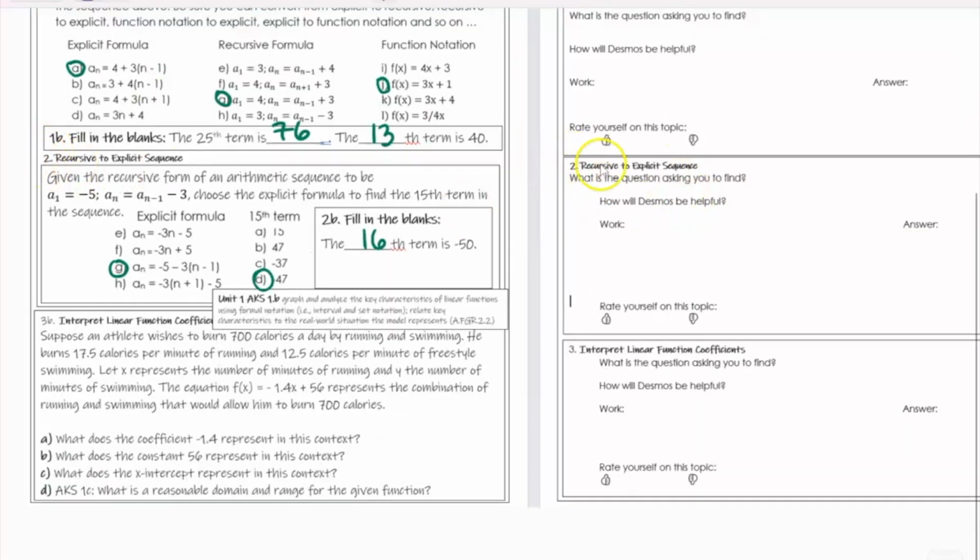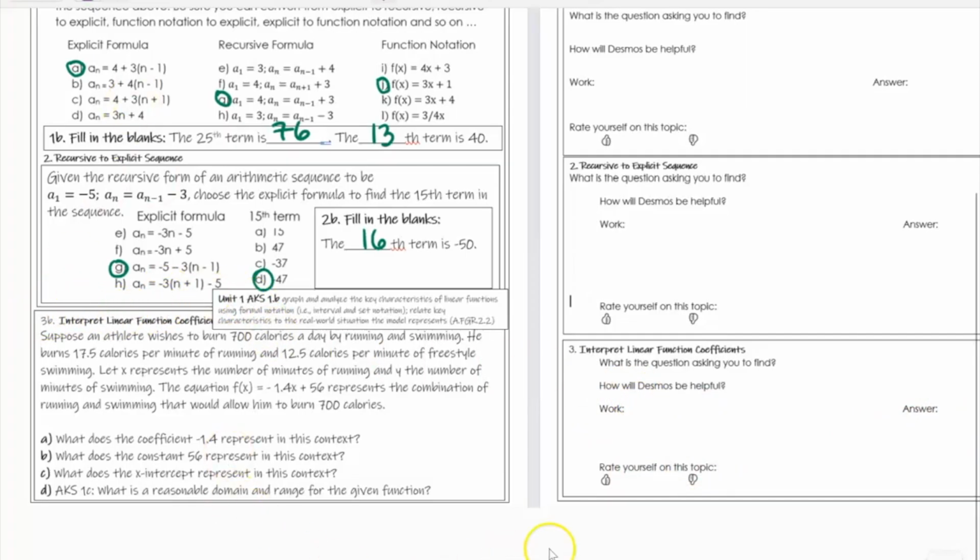And question number 2. Okay, so now we're going to go to 1B, which is question number 3. Interpret linear function coefficients. Again, each time I'm doing this question, you're writing notes to yourself. What's that question asking you to find? How is Desmos helpful to you? And you're just writing notes to yourself that you can read back on and understand how to answer the question. And then what's your work and your answer, and then rate yourself on how you feel on this topic.